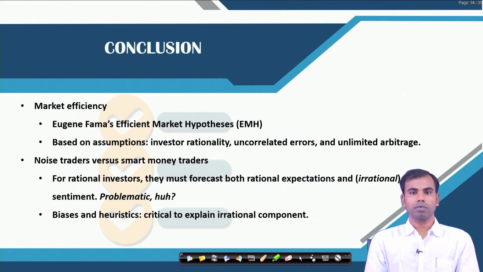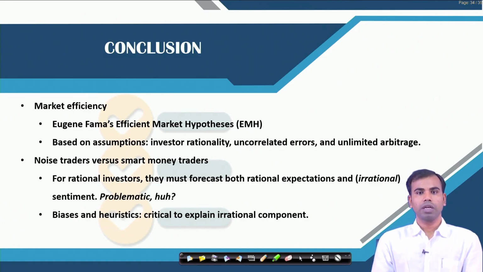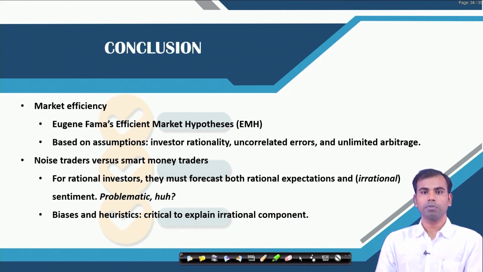Now, in this session we have discussed the problems or issues associated with the efficient market hypothesis given by Eugene Fama, and we have also seen that the assumptions on which the efficient market hypothesis evolved were not justified in a changed scenario, because of which, when noise traders start behaving irrationally, the fundamental value of shares depends not only on the dividend, but also on the sentiment of investors.